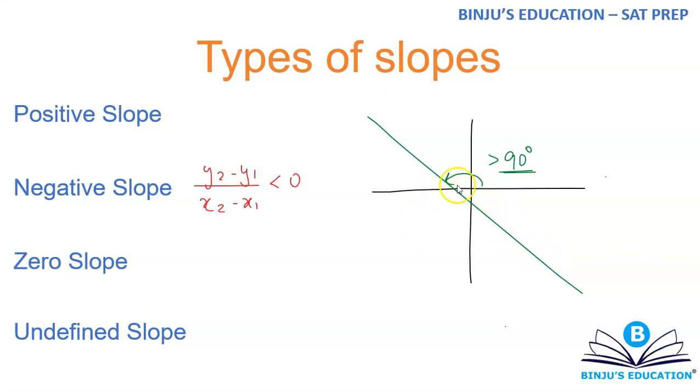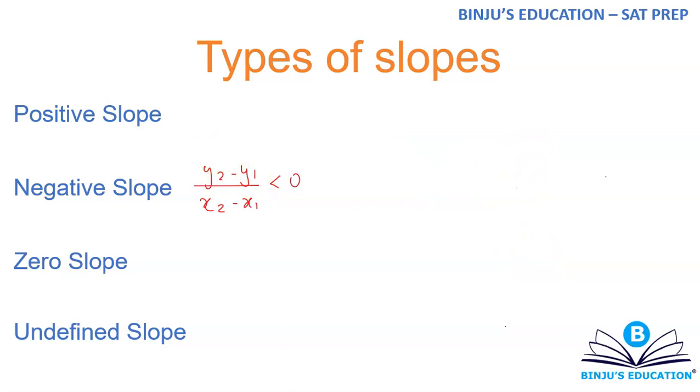Now let's understand from the perspective of y2 minus y1 over x2 minus x1. Again, relate this to the fact that a by b is less than 0. If you have a by b less than 0, that means one of them is positive, the other is negative. Now in the second quadrant, y is positive, x is negative. In the fourth quadrant, x is positive, y is negative.